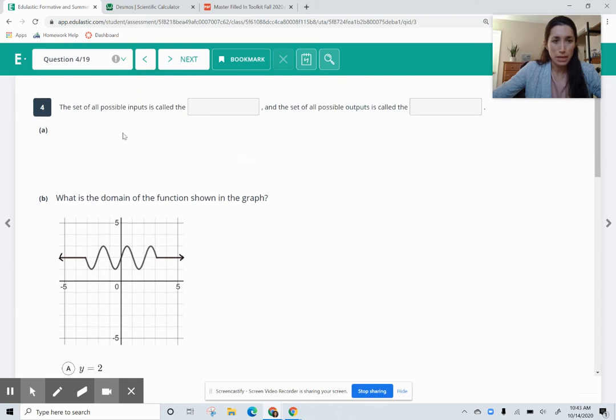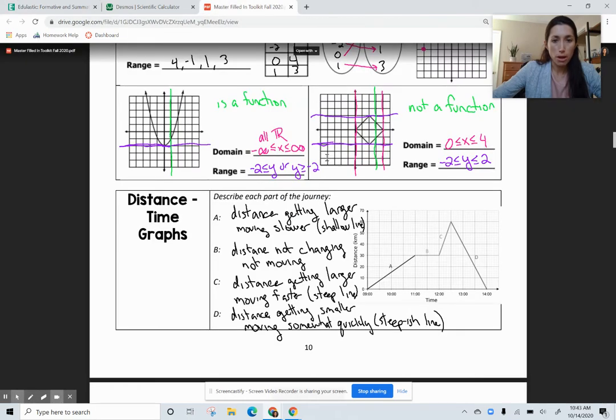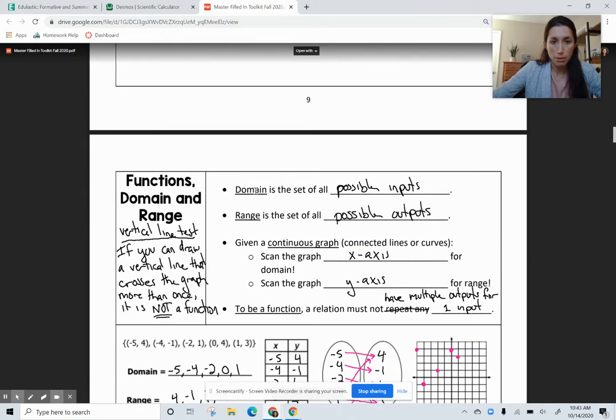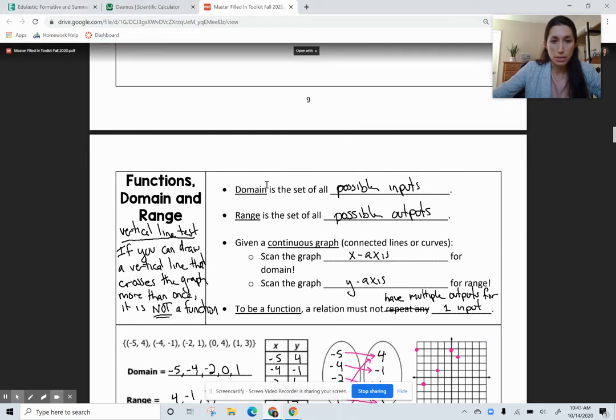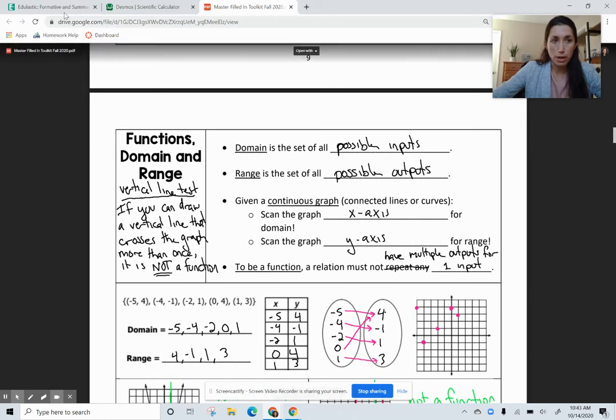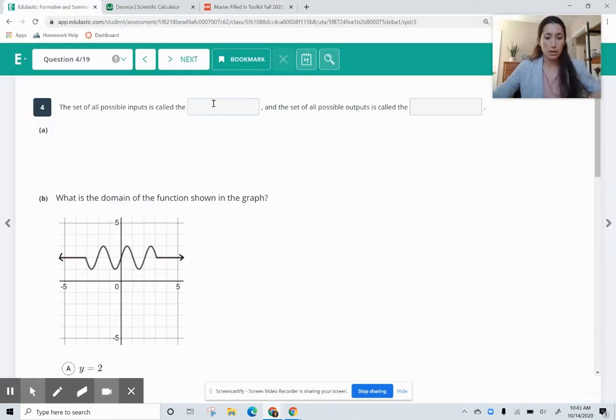So the first thing, it says the set of all possible inputs is called the, well, let's go back to our toolkit. Set of all possible inputs. I'm gonna look at the top. The domain is the set of all possible inputs. So I'm just gonna type that in. And then it also says here, the range is the set of all possible outputs. So we've got here domain and range.